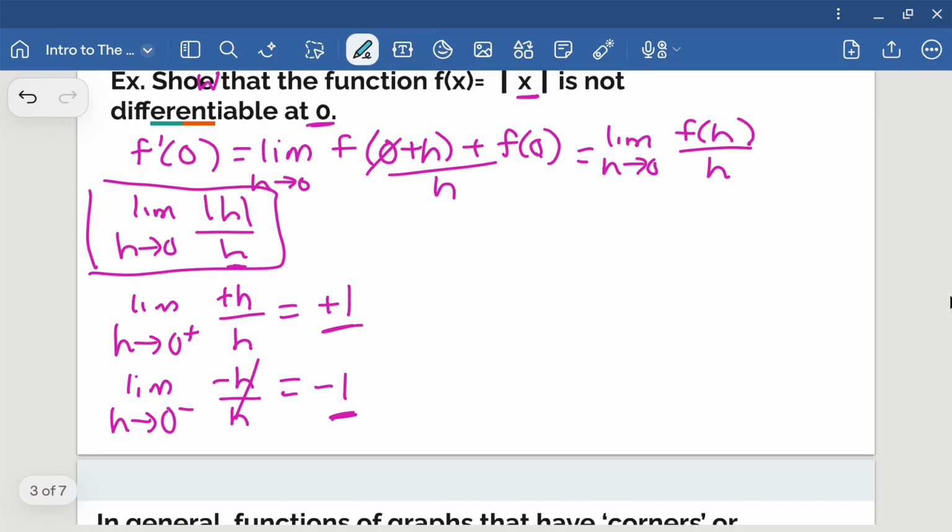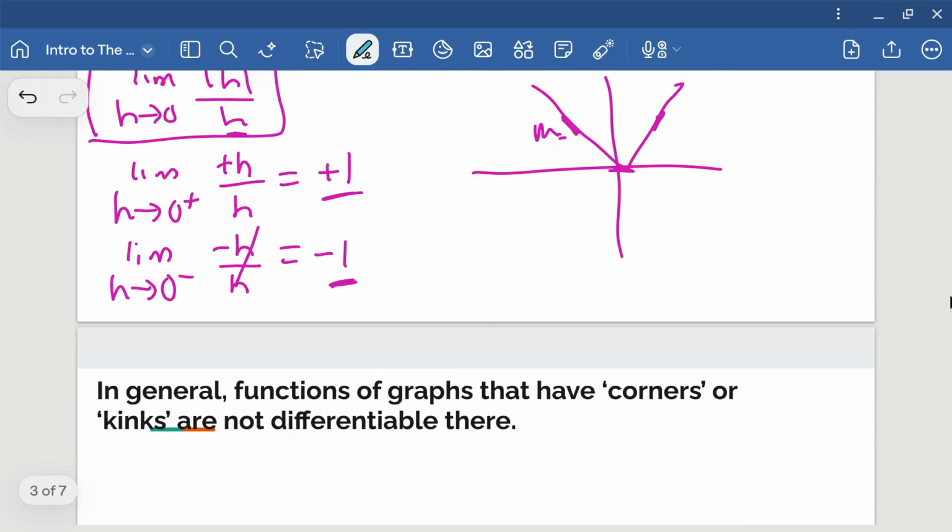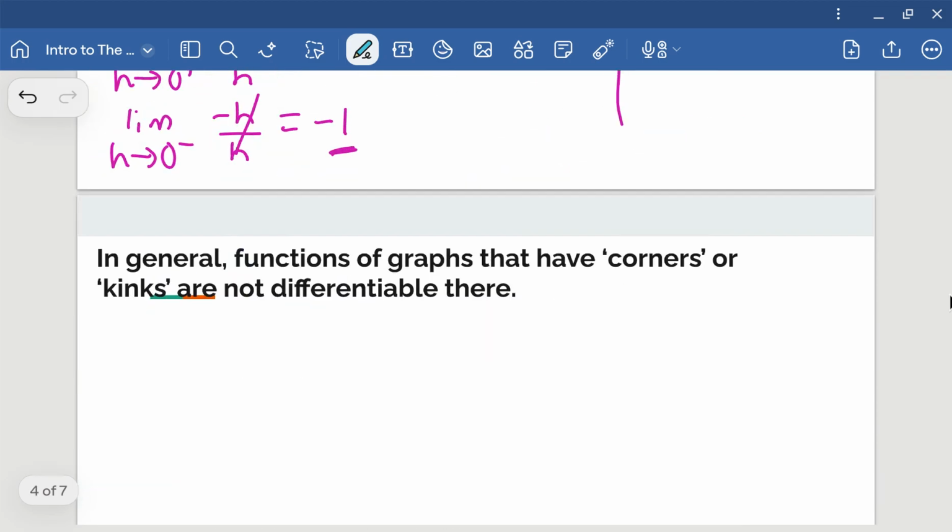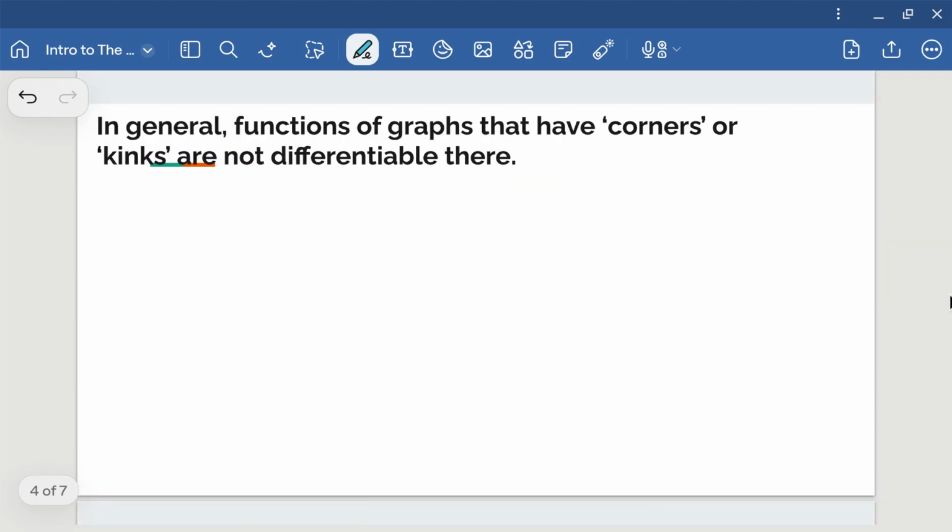So if you took a look at this graph, it looks like this, right? We definitely can find slopes of the tangent line over here and over here, but at this point where it's that kink, there is no limit because we don't have a slope. So when we're looking at where you can have differentiable, it's anywhere there's no corners or no kinks. So if you see a corner or a kink on your line, you have values that don't exist, so you can't take a derivative at that point.